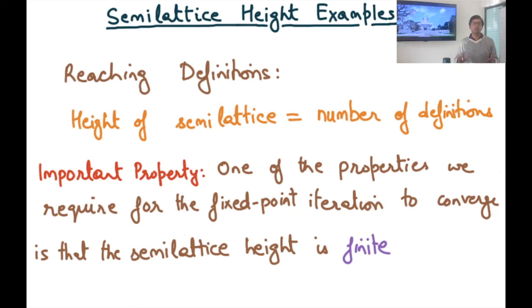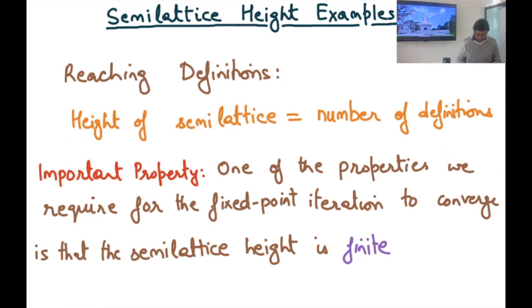So maybe the number of variables is 1000, so it's only 1000. It would have been a disaster if the height of the semilattice was actually exponential in the number of variables, because then the algorithm would have become impractical, because something like 2 to the power 1000 is so slow that it's almost infeasible to do that.